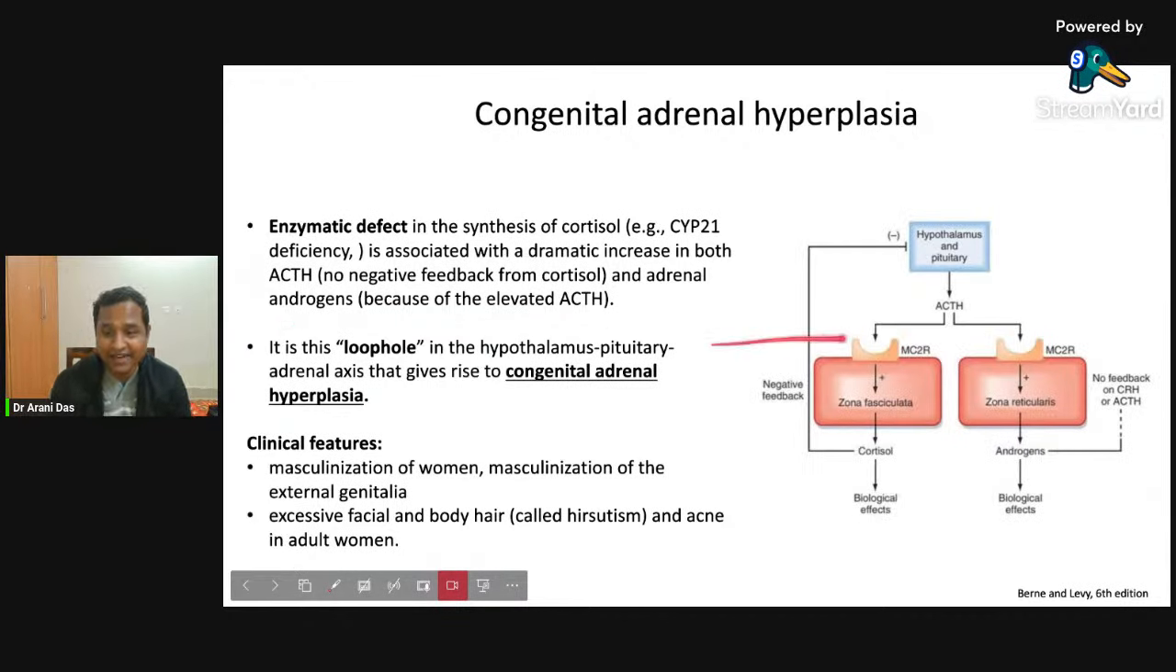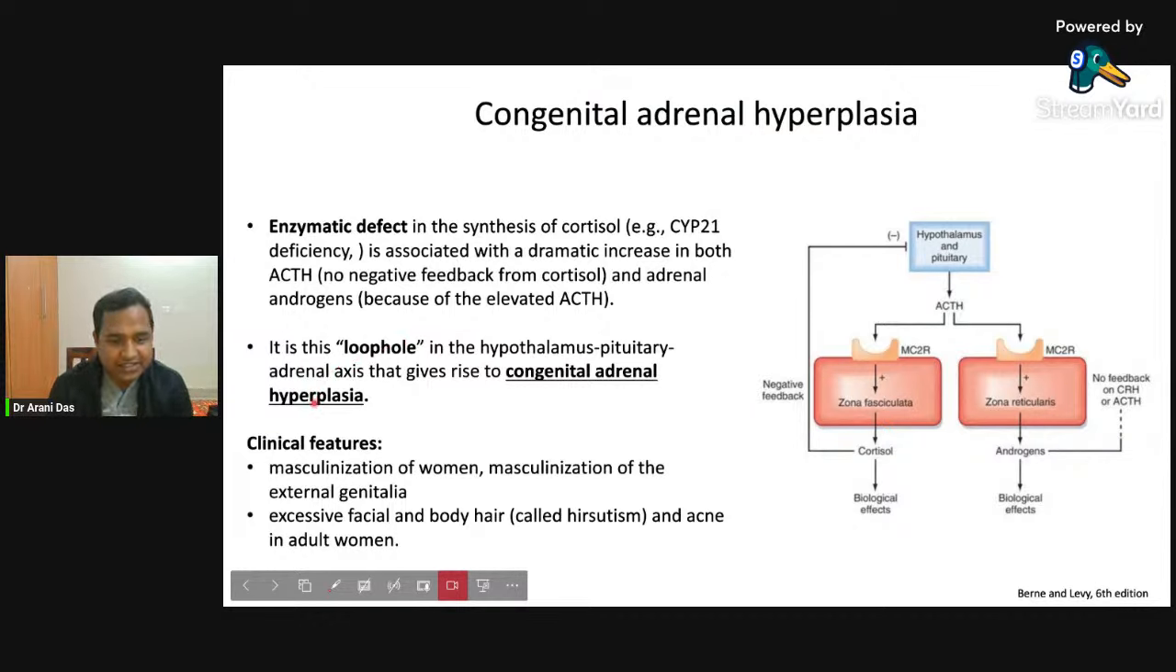Normally the hypothalamus releases CRH and the pituitary releases ACTH. This ACTH acts on the zona fasciculata of the adrenal cortex, producing cortisol. Now, there is a blockage of cortisol production because of the enzymatic defect. The most common one is 21 alpha hydroxylase deficiency. So cortisol is not being produced, and there is no negative feedback to the pituitary and hypothalamus. So more and more ACTH will be released, and that excess ACTH will act on the zona reticularis, producing adrenal androgen. This excess androgen will have its biological effect. But these androgens don't give any negative feedback to the pituitary and hypothalamus, and this loophole is responsible for congenital adrenal hyperplasia.